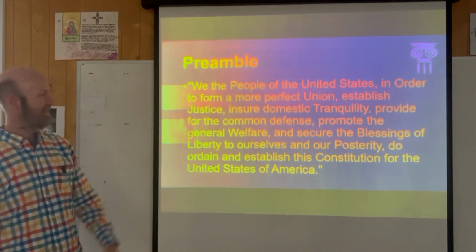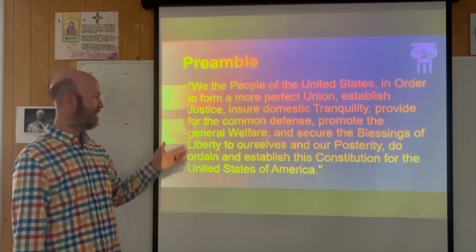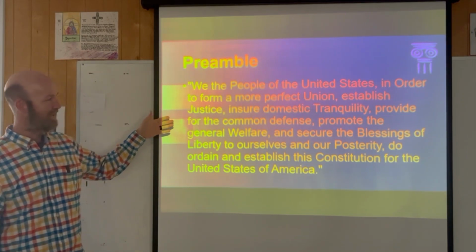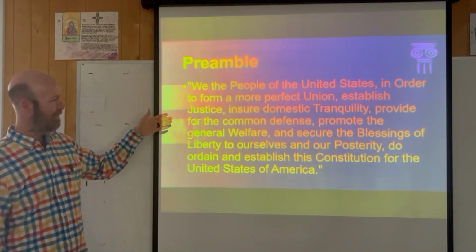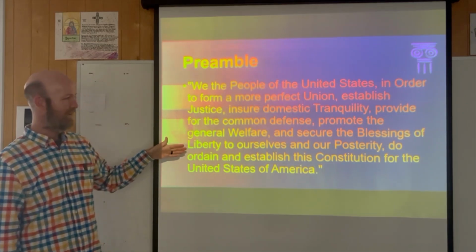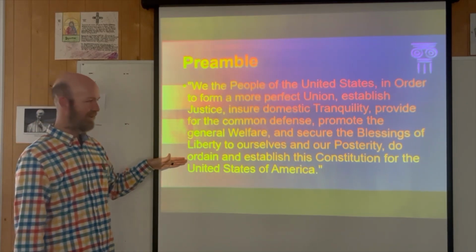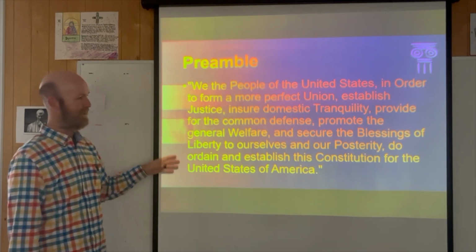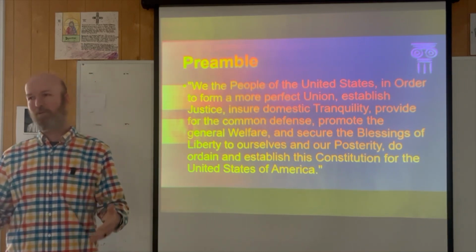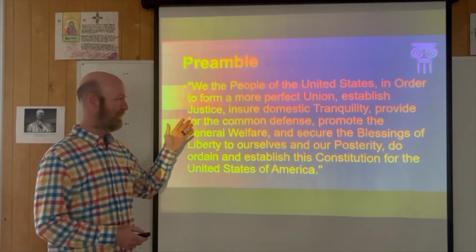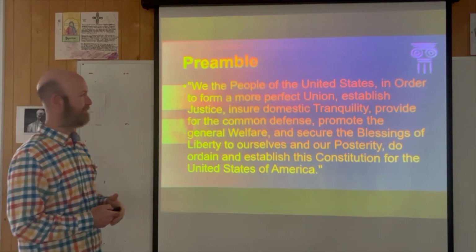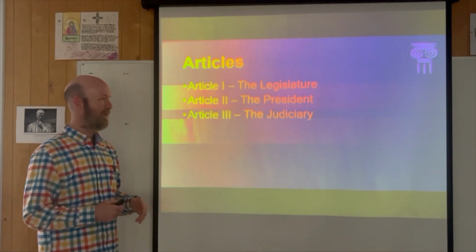The preamble says, "We, the people of the United States, in order to form a more perfect union, establish justice, ensure domestic tranquility, provide for the common defense, promote the general welfare, and secure the blessings of liberty to ourselves and our posterity, do ordain and establish this Constitution for the United States of America." So the preamble just sets out what the purpose of the Constitution is and what the purpose of the United States government is: to do these things, to make a safer, more prosperous, better nation. So that's the preamble. Then we get into the articles.